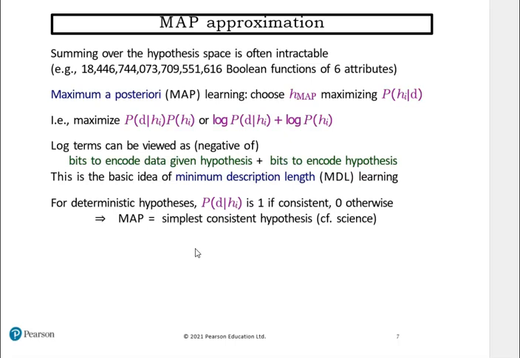So essentially, we take the hypothesis that maximizes the posterior probability P of h_i given the data. So this is called the maximum a posteriori, which is MAP, hypothesis. Okay, so it essentially chooses the hypothesis that maximizes the posterior probability. So predictions made according to this approximation are approximately Bayesian.